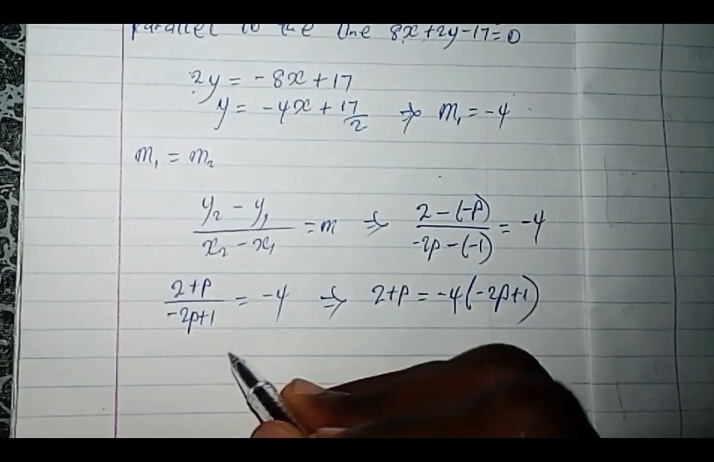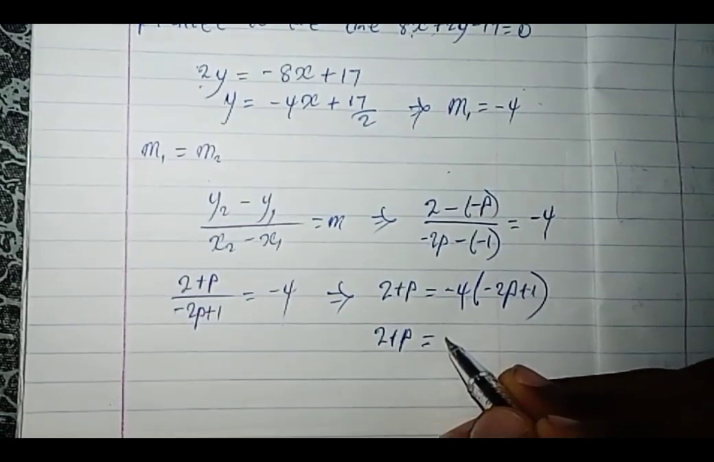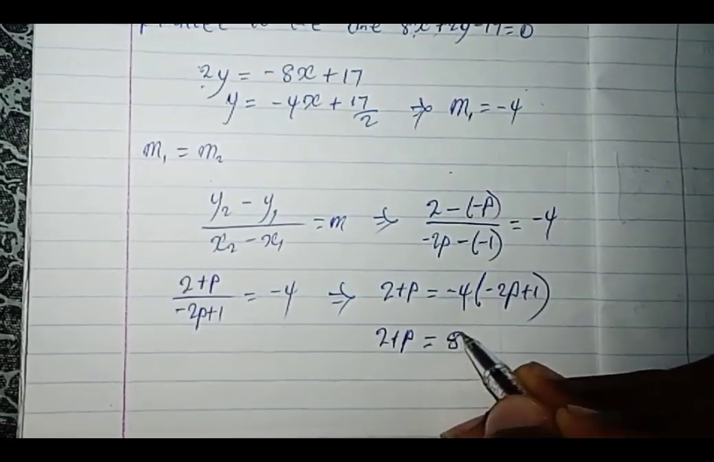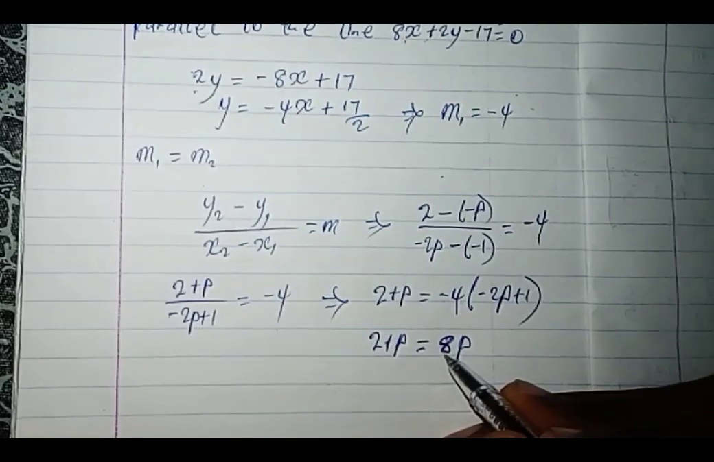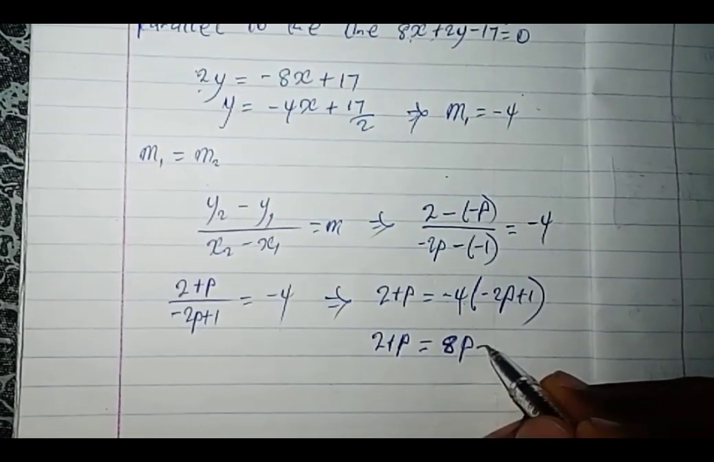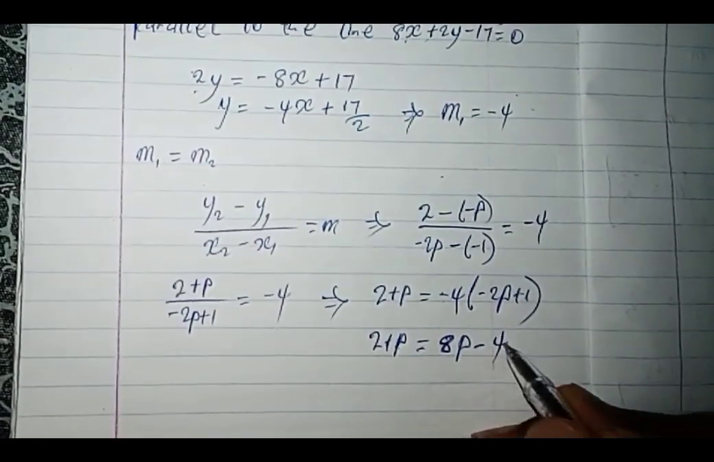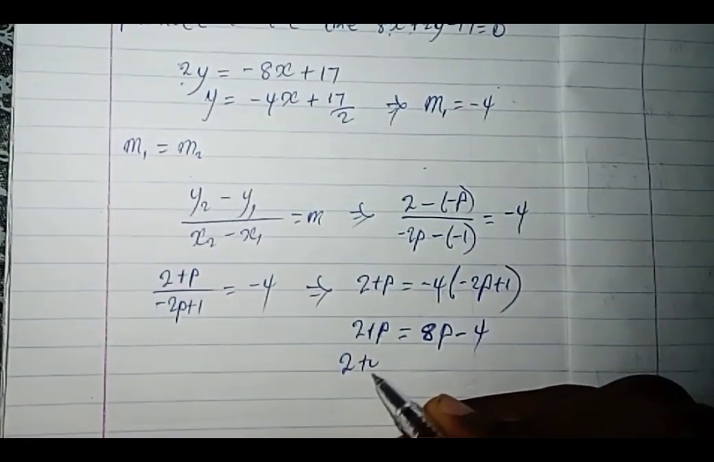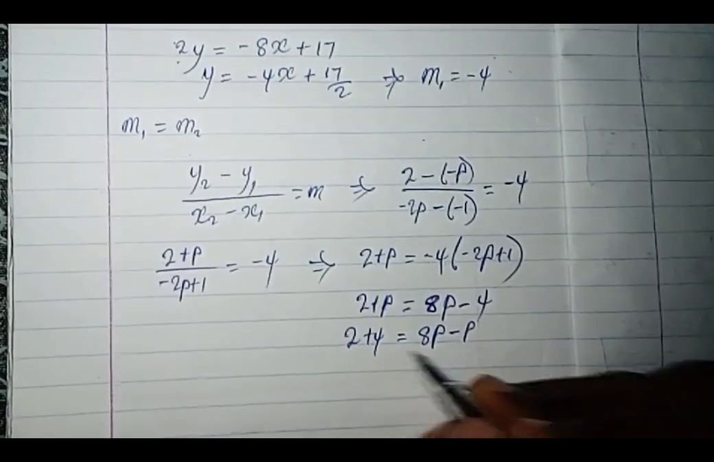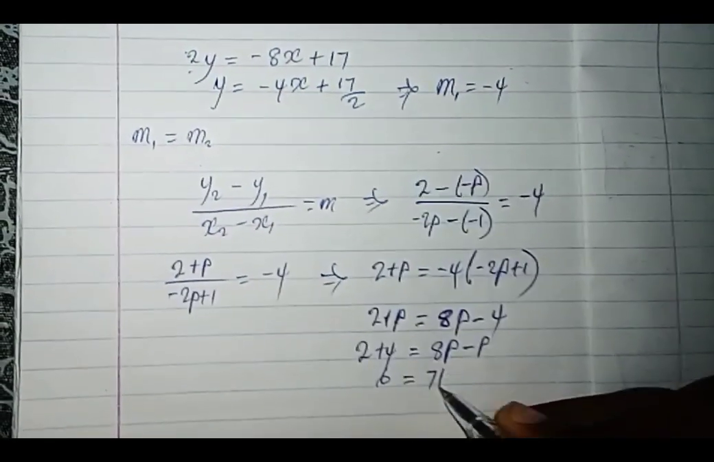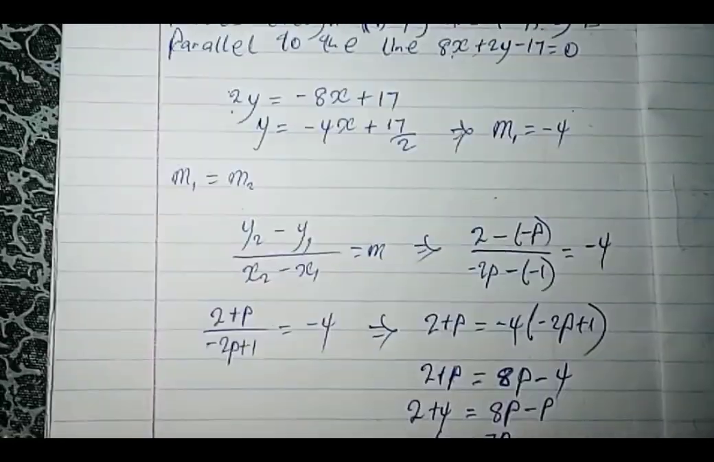So distributing this, we say this is 2 plus p equals plus 8p. Negative times negative is positive. So 4 times 2, 8. Then our p minus 4. So taking like terms, bringing this to this and this to this. So this 2 plus 4 equals 8p minus p. So this is 6 equals 7p. So our p from there is equal to 6 over 7.